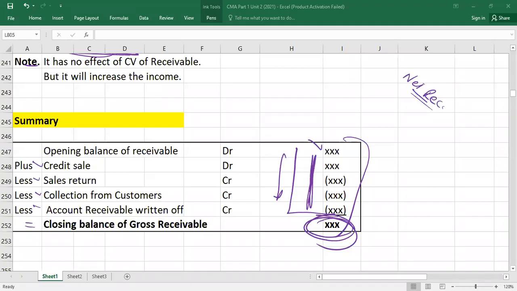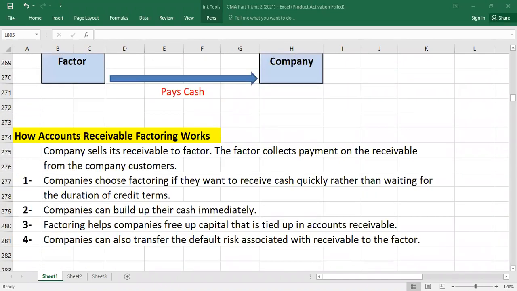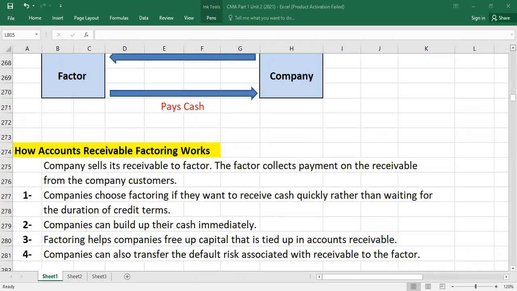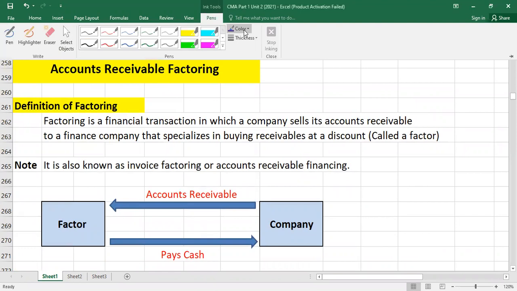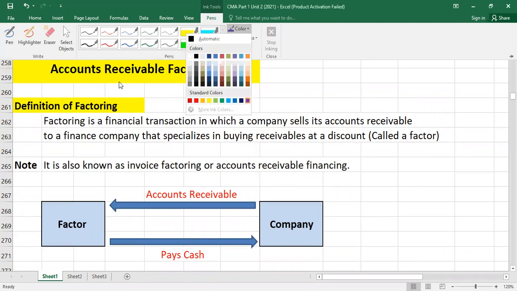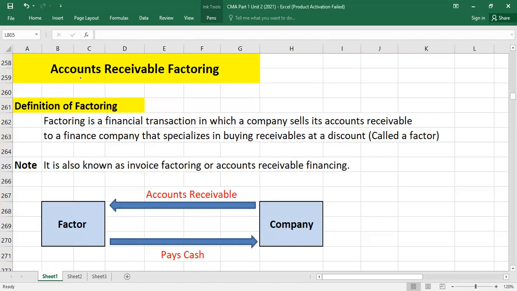Okay, guys, now we are going to talk about one more topic about receivables. That is called what? Accounts Receivable Factoring. What is factoring? Let's have a look with the help of an example and try to understand what I'm explaining here. Definition of factoring. It's another topic in receivables.